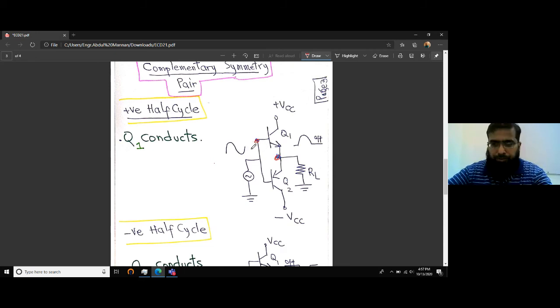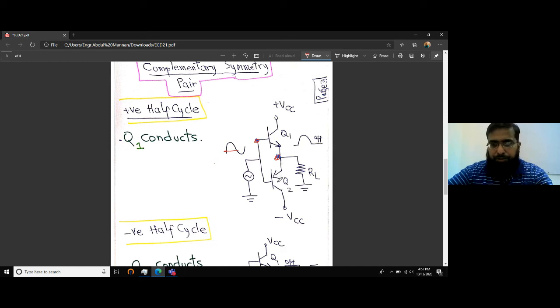So Q1 conducts during the positive half cycle, but only after the input is above this VBE point. In fact, Q1 conducts only in this portion, when it is the positive half cycle as well as the input is above VBE. And we get an output like this during the positive half cycle at the emitter of Q1.